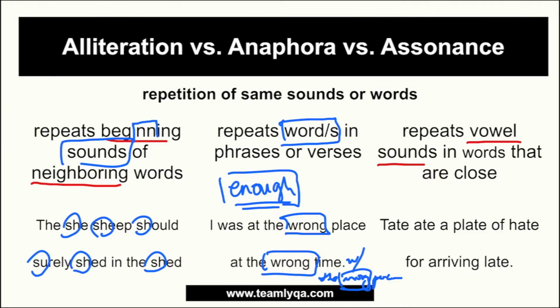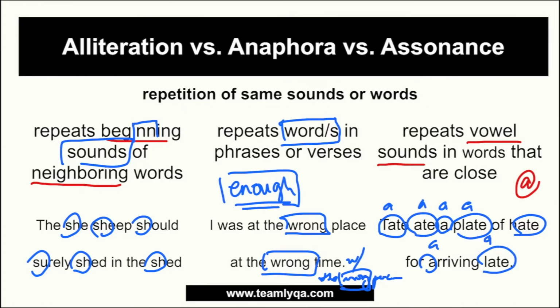For example, for the letter A, meron kang a sound. Etong sentence na to, if you notice, ang Tate, A sound yan. Ang ate, A sound din. Plate, A sound din siya. So, puro A, halos yung mga words dun sa sentence na yon. Nare-repeat yung vowel sound na A, kaya yan ay assonance.